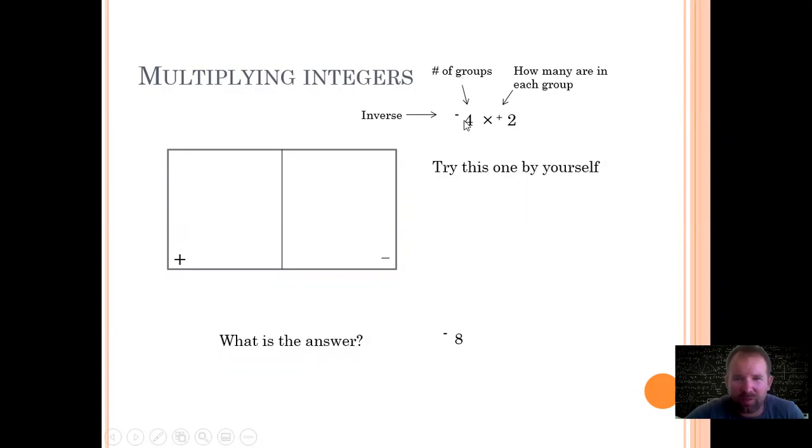So the next thing we're going to do is the inverse of that, which would be flipping them from positive to negative. And so 4 times 2 is 8, and the inverse of positive 8 is negative 8. If you ended up with negative 8, you got the correct answer.